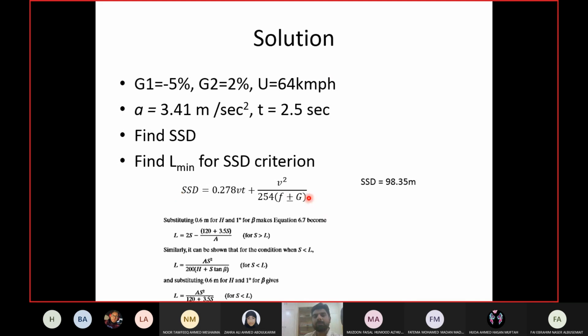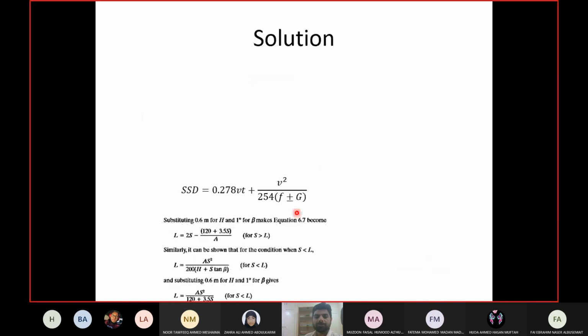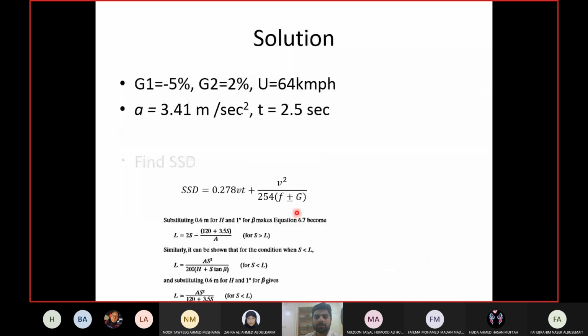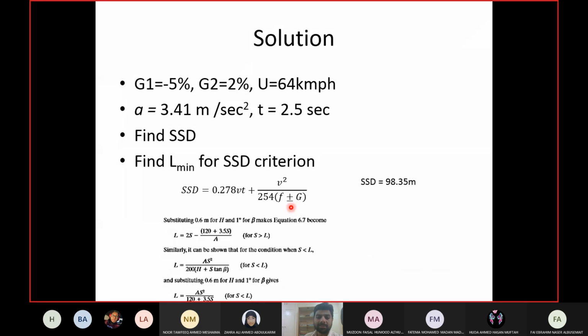So which one will give you a higher value? -5. -5 will give you a higher value of SSD because it's in the denominator. So if you put a negative number, it will give you a higher value of SSD. So I'll put G here as -5% or -0.05. So SSD comes out to be 98.35 meters.